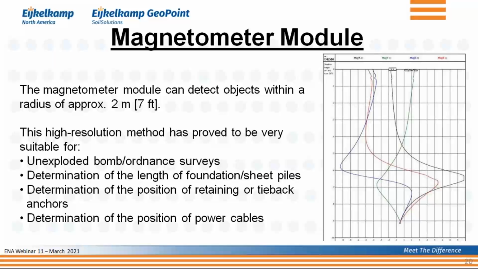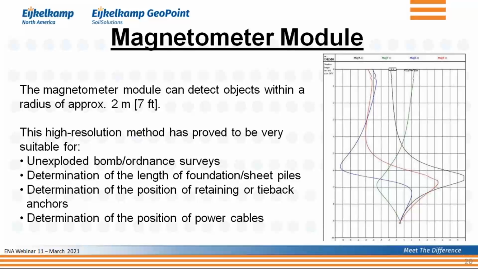Basically, the magnetometer will detect objects within a radius of about 2 meters. So if you push the cone in the ground, then you have a cylinder with a diameter of 4 meters, or about 14 feet or so, where you pick everything up. And this method has been utilized for all kinds of things. On the right-hand side, you see the resulting lines of the three sensors. Basically, you do it in the X, Y, and Z direction, and then also a resultant for a buried metal device. And you can see where that device is located. It's at about 4 meters below grade.